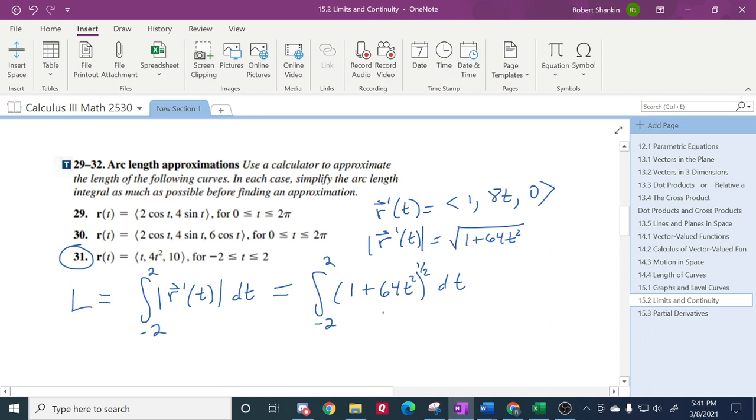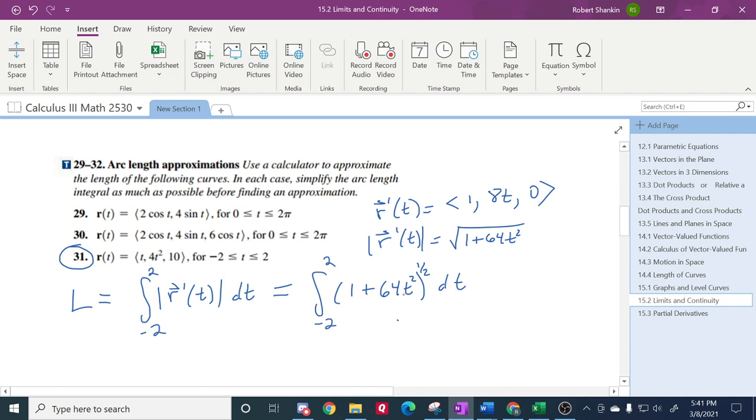And then this one, it's not an easy integral. It looks like it shouldn't be too bad, but if it had a t dt, it would be fairly easy. It doesn't have a t dt, and it says use a calculator to approximate the length. So what it wants you to do at this point then is to substitute this into a computer or calculator to figure this out.